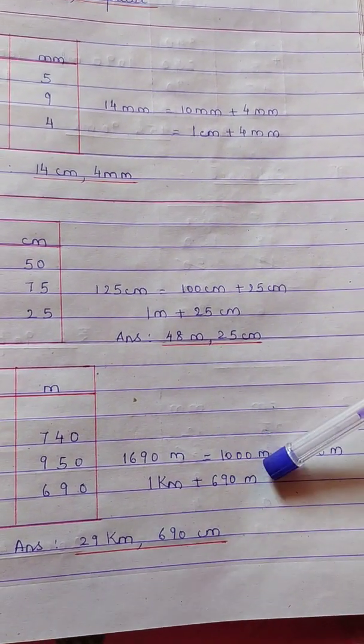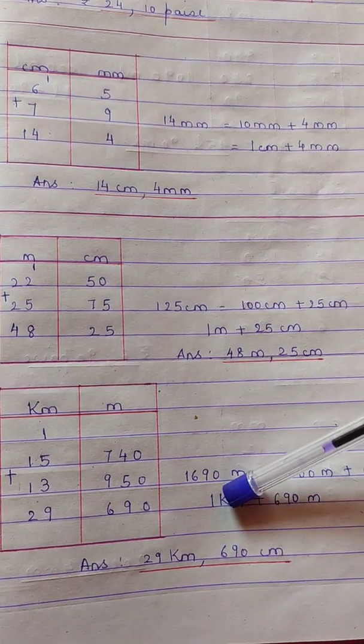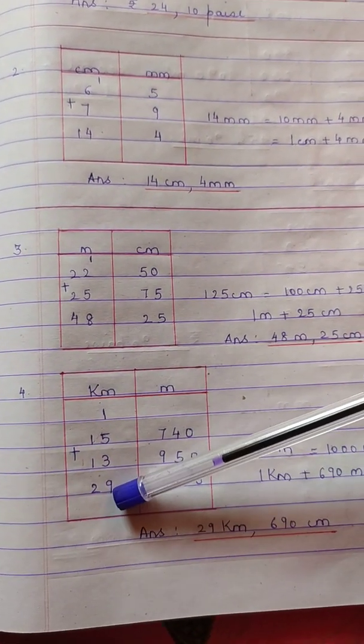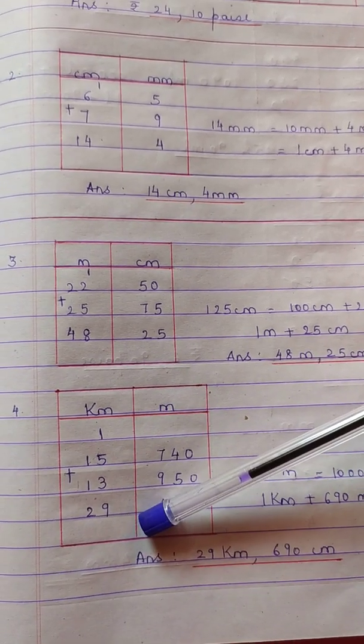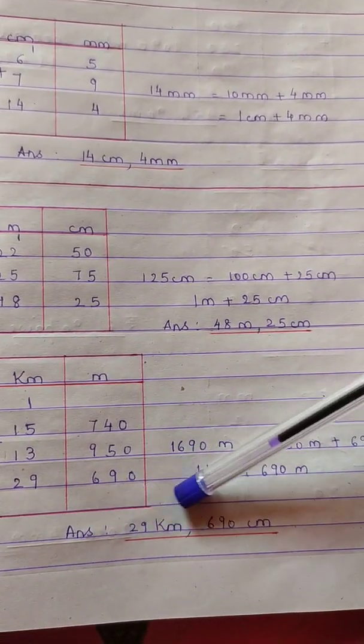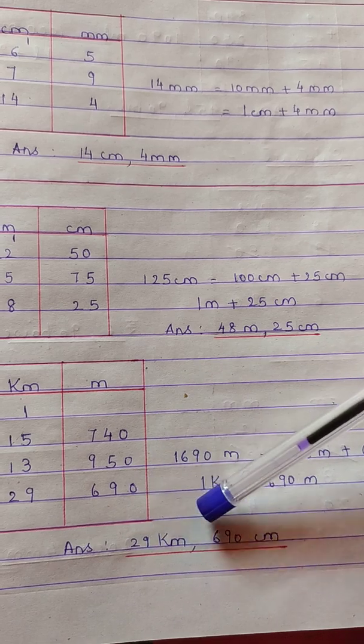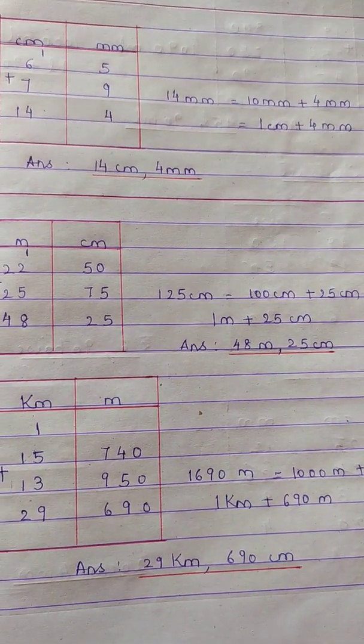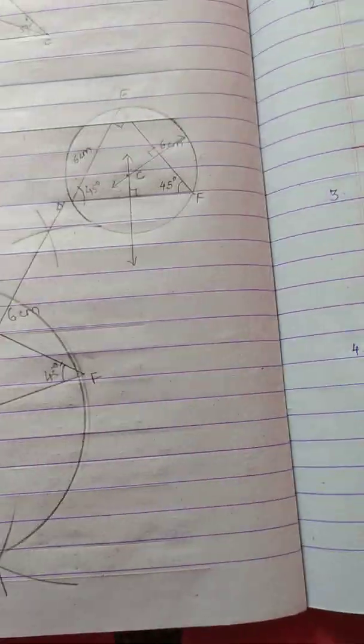What is their meter? I write it under the meter column. 1 kilometer, take it to the left. Add all this on the left hand side. I get 29 kilometers. So my final answer is 29 kilometers, 690 meters. Okay. We go to question number 5.